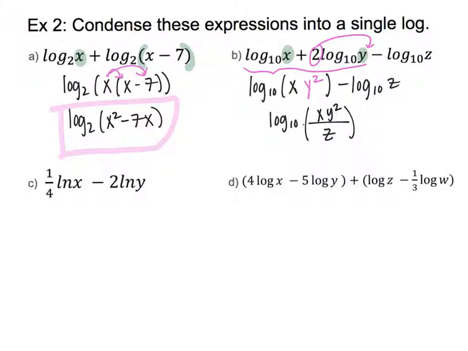And then I take one last look at it. There's just one log here, which is good. And then for the x, z, and y, they're all different variables, so I can't combine anymore. So this is it. This is my final answer.